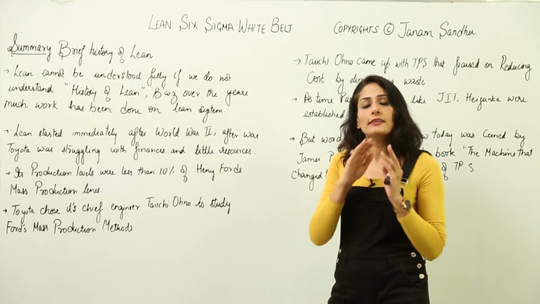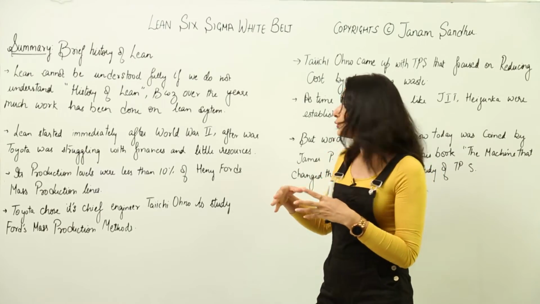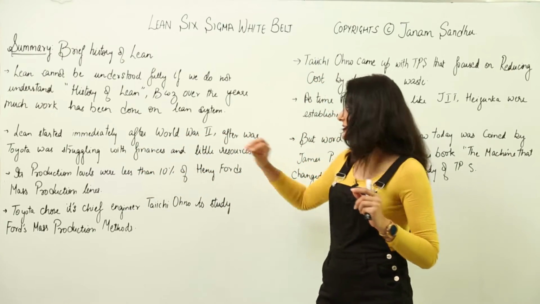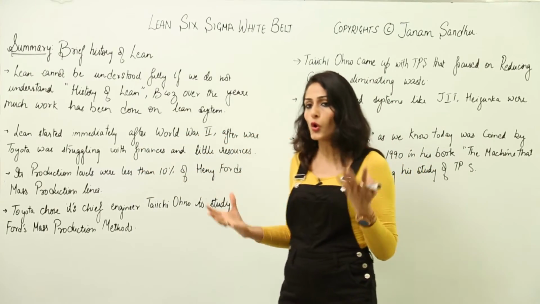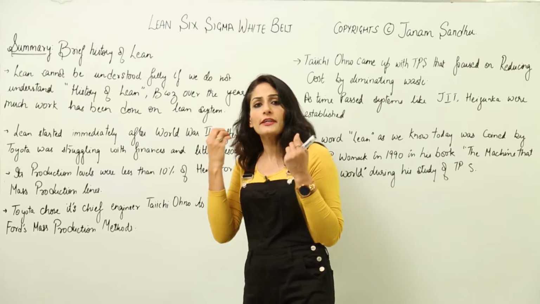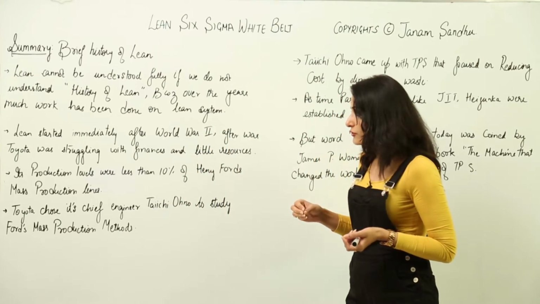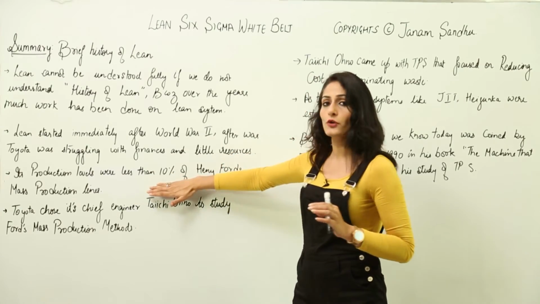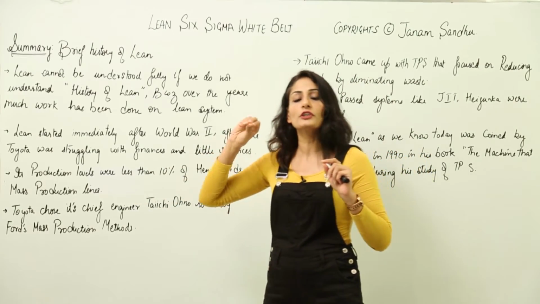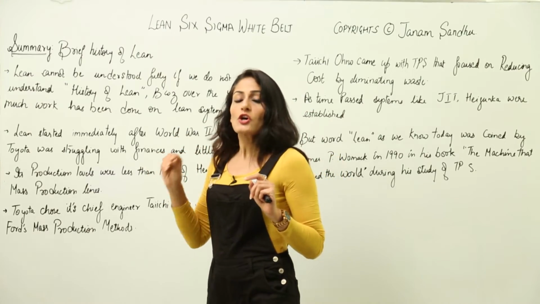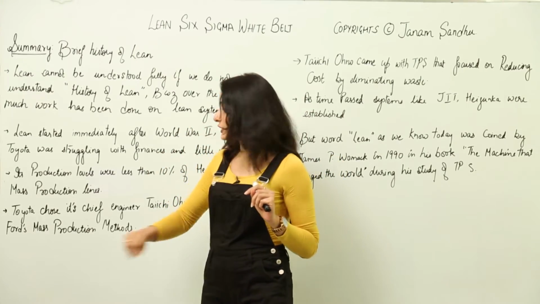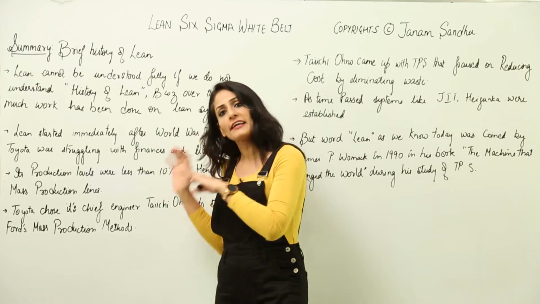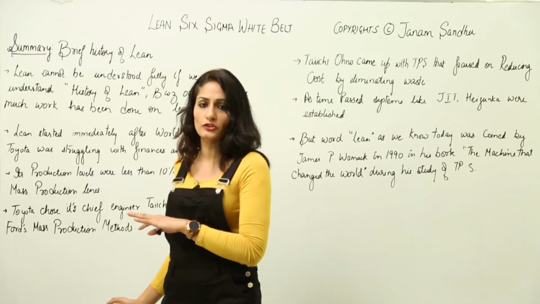Lean started immediately after World War II. After the war, Toyota was struggling with finances and had little resources to carry on with their processes. Its production levels were less than 10% of what Henry Ford was producing using his mass production methods. So they chose its chief engineer Taiichi Ohno to study Ford's mass production methods, and he studied those mass production methods.